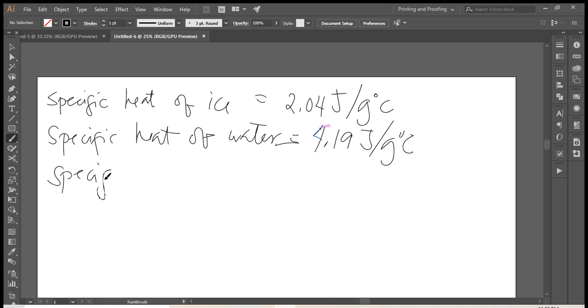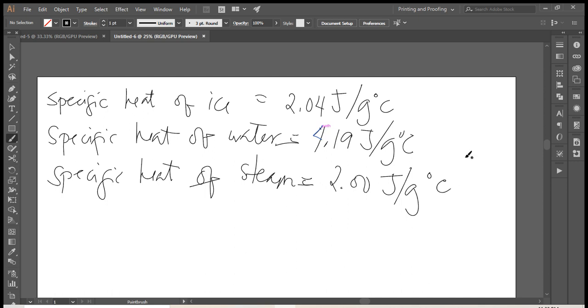So we have the specific heat of steam, which is the gas form of water, which is 2.00 joules per gram degree Celsius.